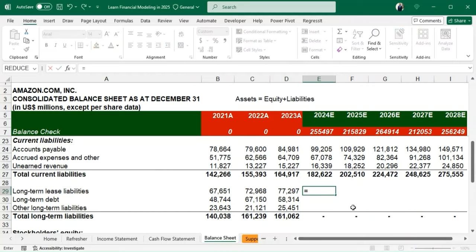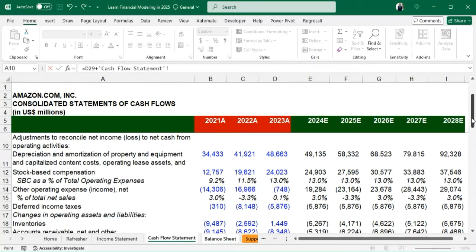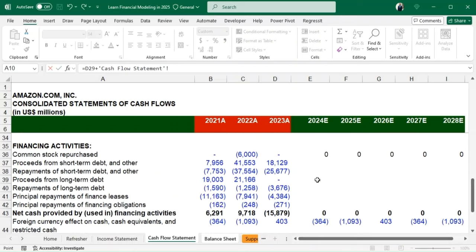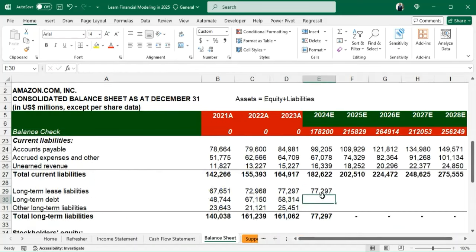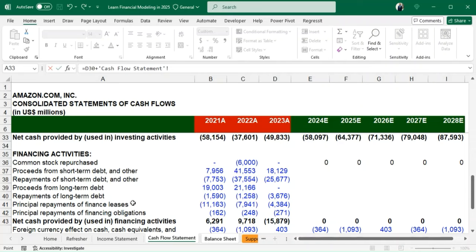And this is going to be equal to our previous year 2023 figure. And then we are going to add any principal repayment of finance leases within our cash flow statement. So let's come to our cash flow statement within the financing activities section. So we have principal repayment of finance leases, which we do not know. So I'm going to select this, and I'll hit enter. All right. And then for my long-term debt, that is also going to follow suit. So I have my previous year figure, and then I'm going to add any long-term borrowings or repayments.